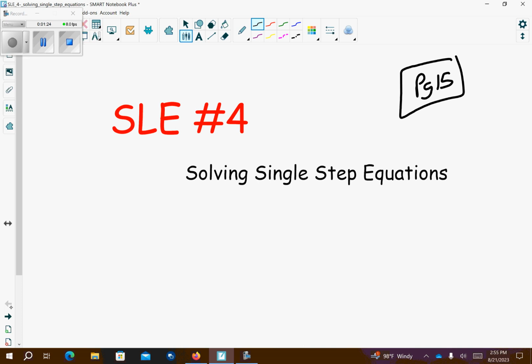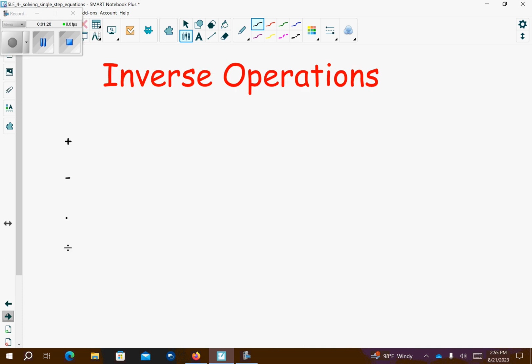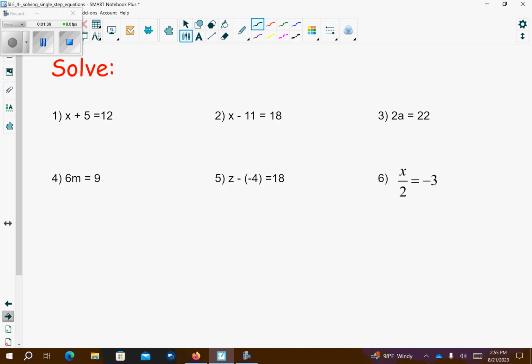This is SLE number 4, so we are going to start doing single-step equations. So inverse operations. Addition and subtraction undo each other. Multiplication and division undo each other. They're the keys to undo it. All right, for each of these problems, first thing I'm going to do is wherever I have an equal sign, I'm going to draw a vertical line through it. And that vertical line basically indicates I have an equal sign. So what I do to one side of the equal sign, I have to do to the other side.